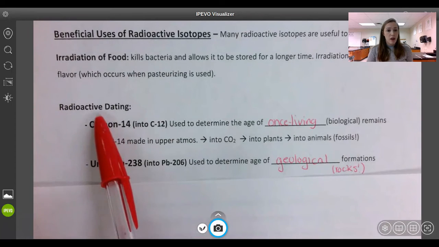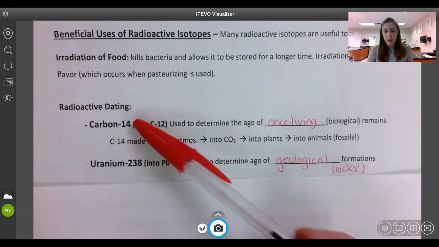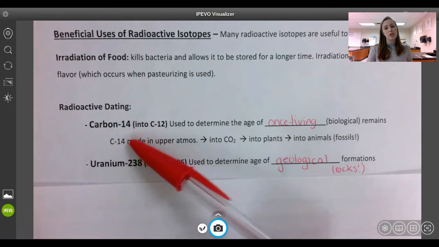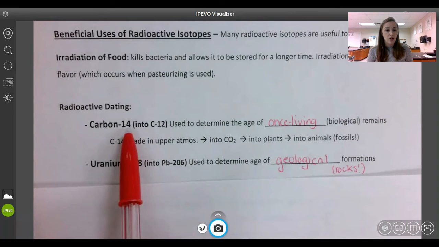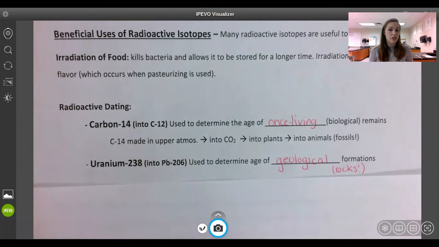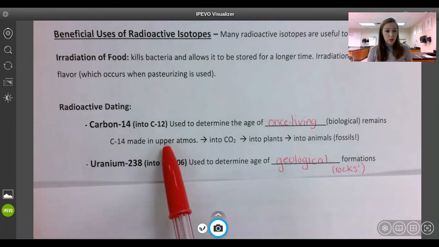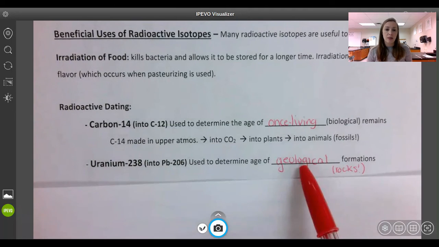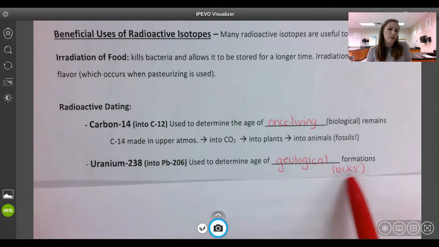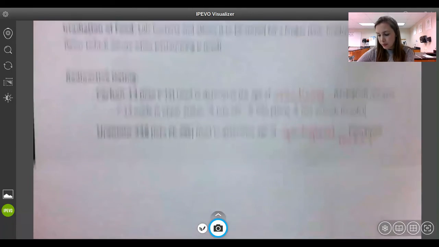Probably what you're familiar with from earth science is radioactive dating. Carbon-14 can be used to determine the age of once-living remains. Fossils is what usually comes to mind. They'll measure the amount of carbon-14 compared to what it's changed into and be able to figure out how old the fossil might be. Uranium-238, which has a much, much longer half-life than carbon-14, can be used to determine the age of geological formations, basically rock formations or layers, and we can tell how old that is.